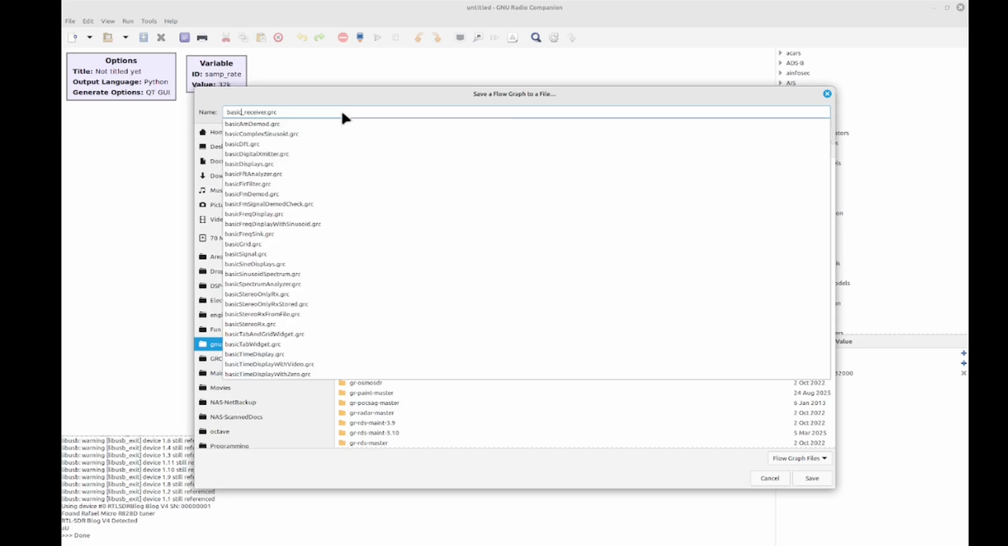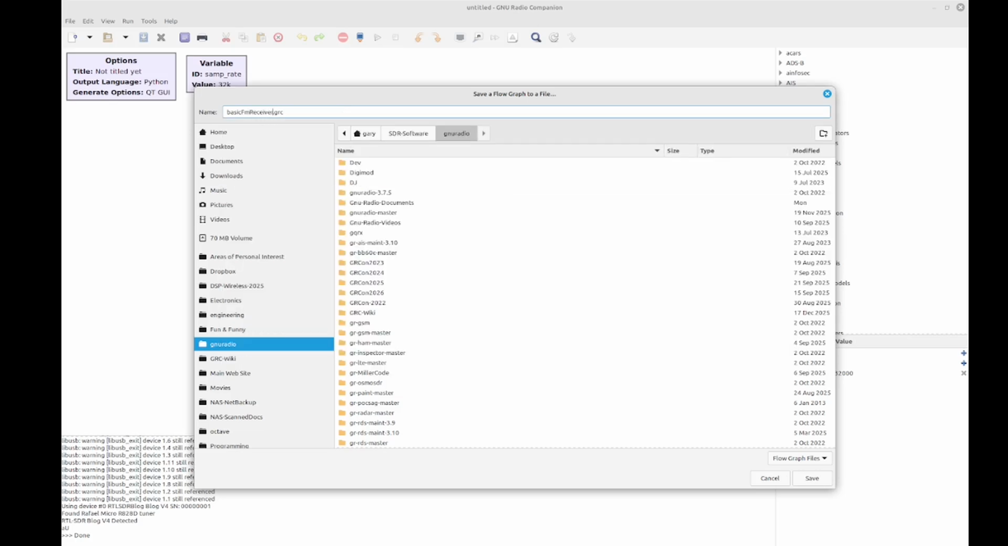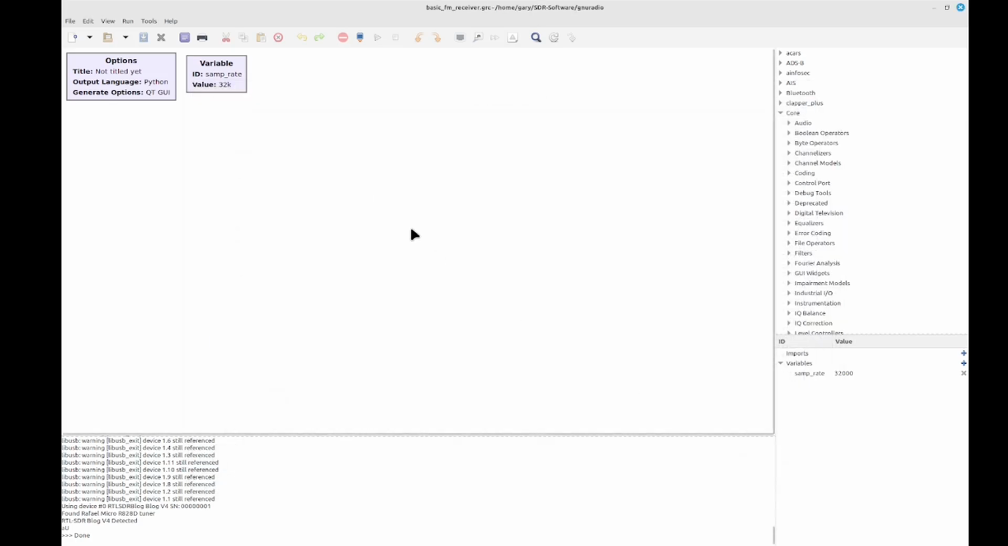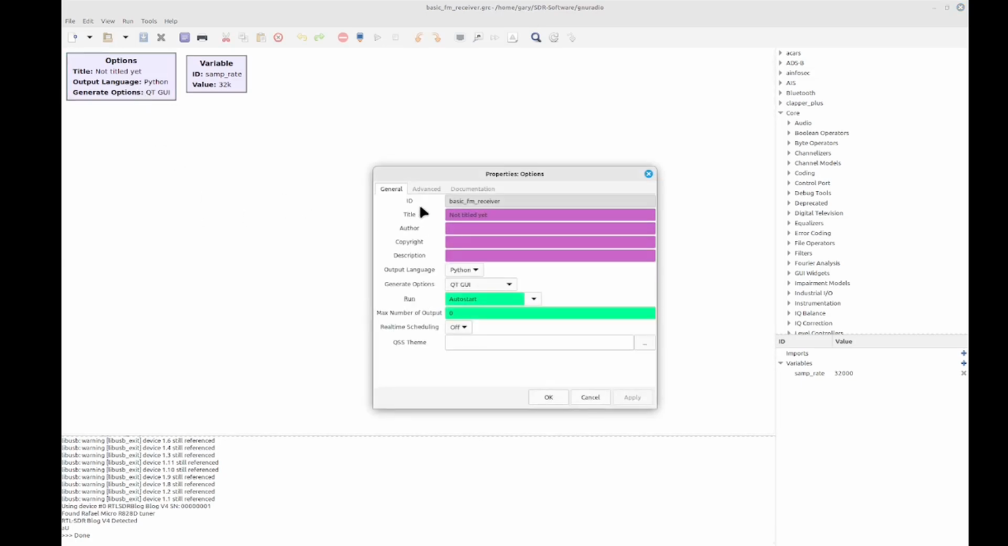Camel case would be something like, but most of the time people just use underscore, so I'm going to just keep it as basic FM receiver. Now, the reason I did that, the very first thing, was that when I open up the options block, it also sets the ID. So now the ID is set the exact same as the file name.